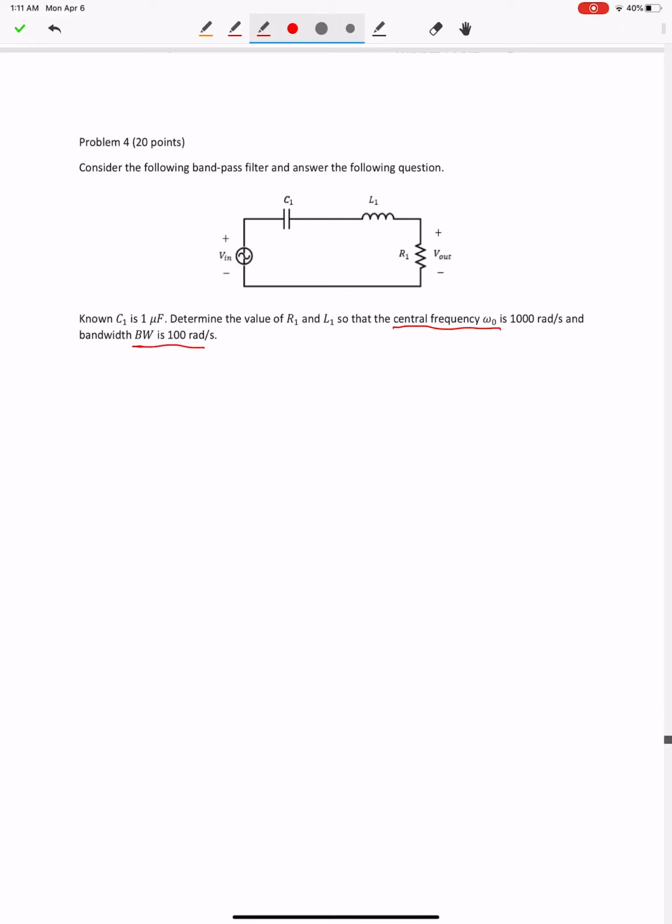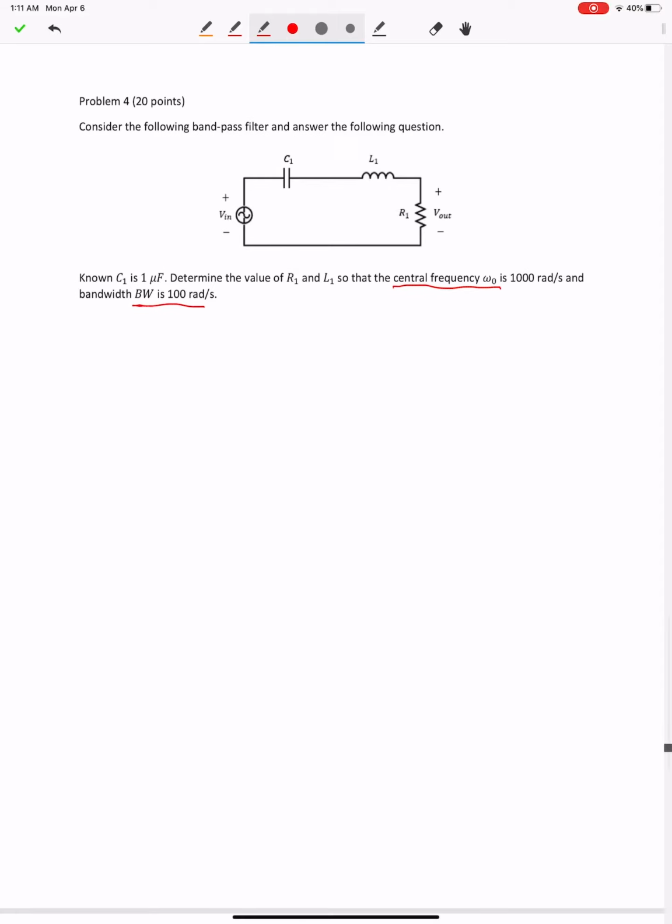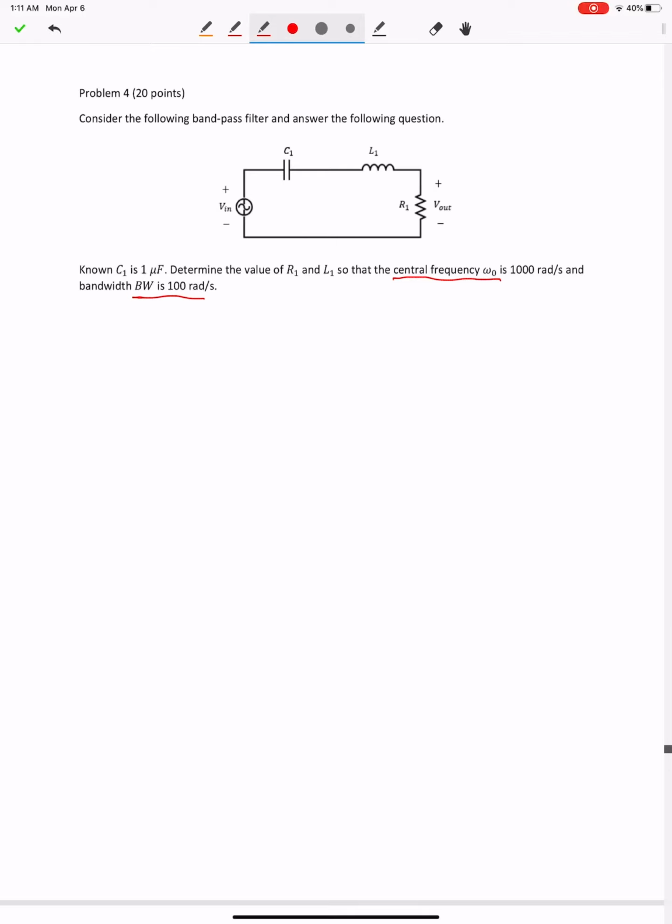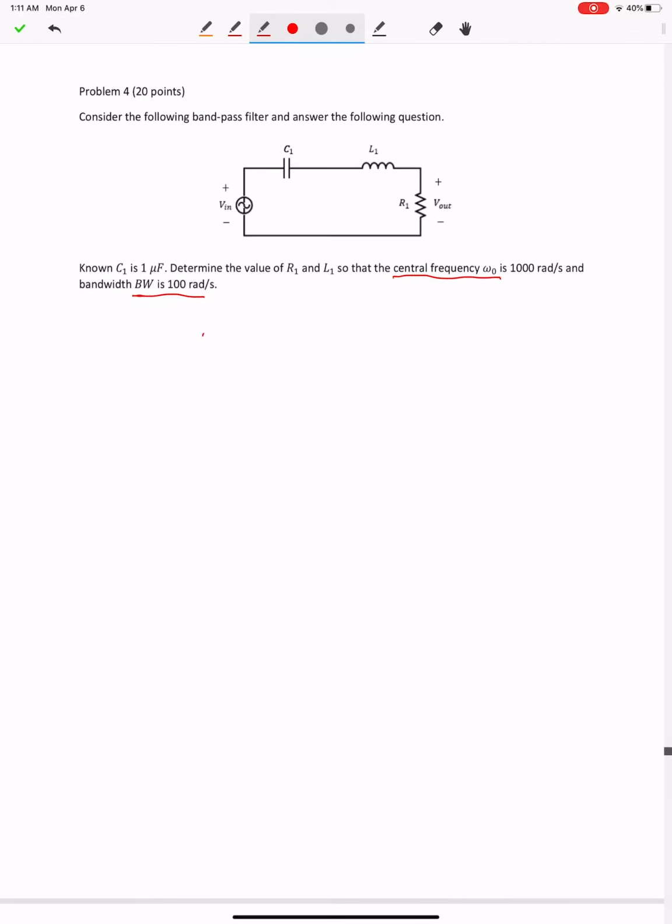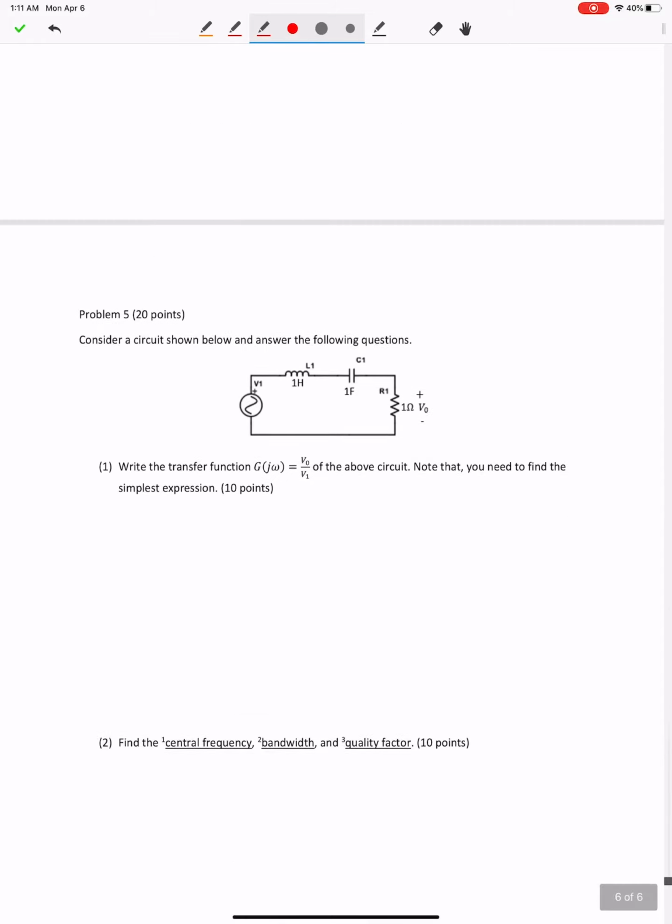Alright, so for the bandpass central frequency and bandwidth formulas, please look at the lectures on March 25th and 27th. Okay, these two lectures introduce these two topics.